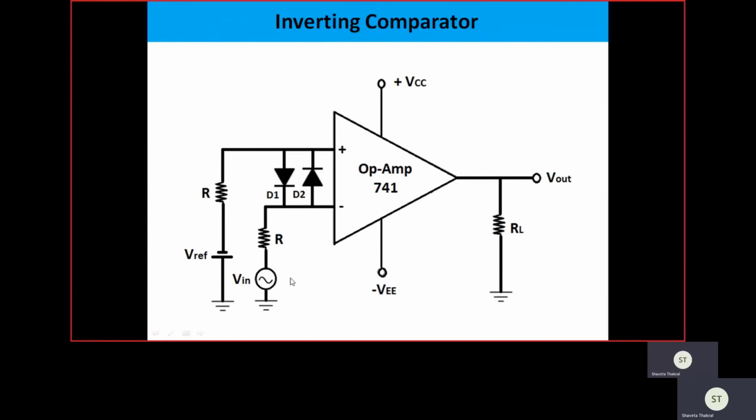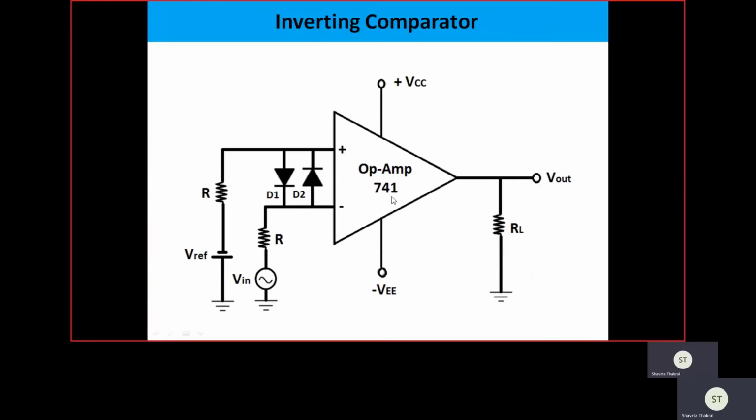Now let's say if the input voltage is greater than the reference voltage, then the signal at the minus terminal will be greater than the signal at the plus terminal. So the output generated here will be minus V saturation. And if this signal is small as compared to the reference voltage, that means the signal at plus will be greater than the signal at minus. So the output generated here will be plus V saturation.